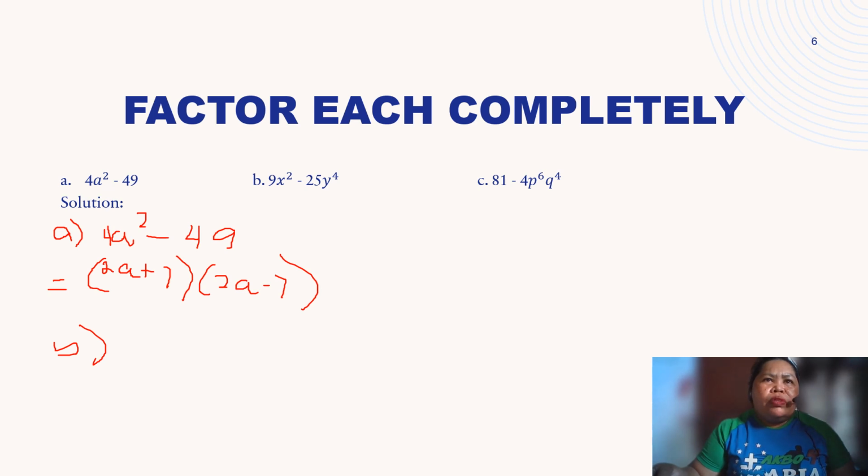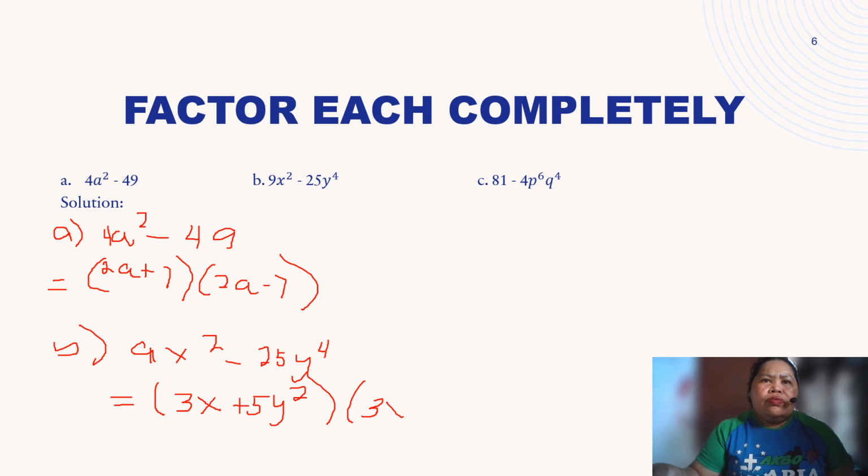So 9 is also a perfect square. So we have 9x squared minus 25y to the 4th power. Okay, so we got 3x plus 5y squared. Okay, why? Because 4 here, so let's divide it. And then we have 3x minus 5y squared.